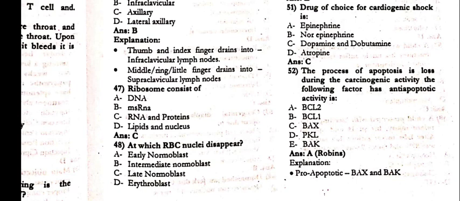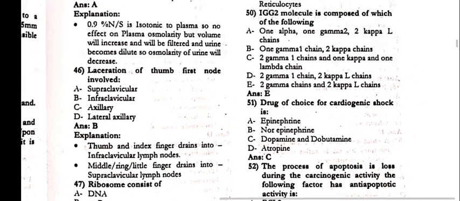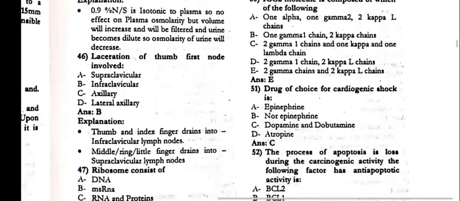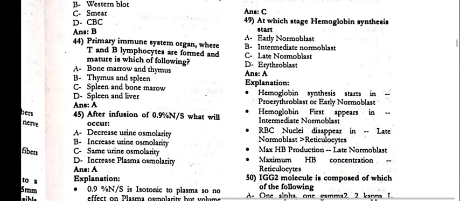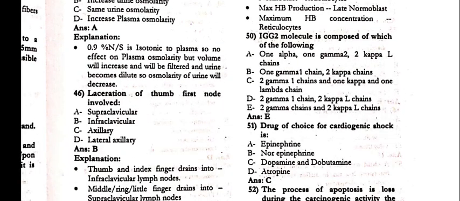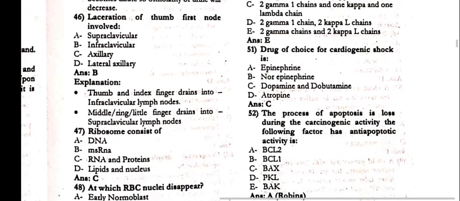47, ribosome consists of RNA proteins at which RBC nuclei disappears. This is basically the late normoblast stage. Next 49, at which stage hemoglobin synthesis starts? The early normoblast. 50, IgG molecule is composed of which of the following? That is 2 gamma chains and 2 kappa light chains.